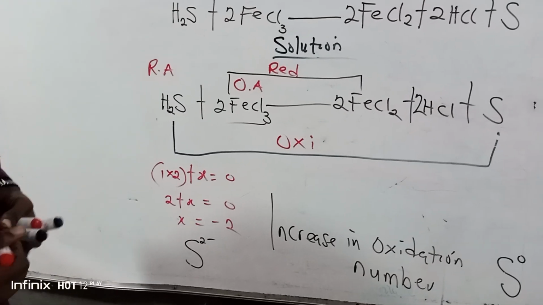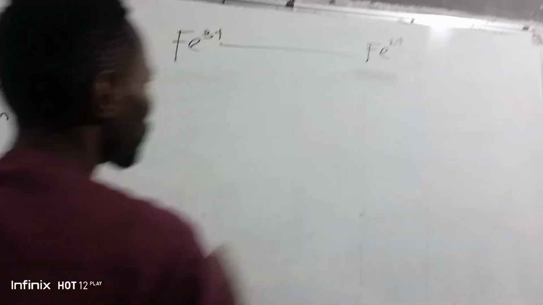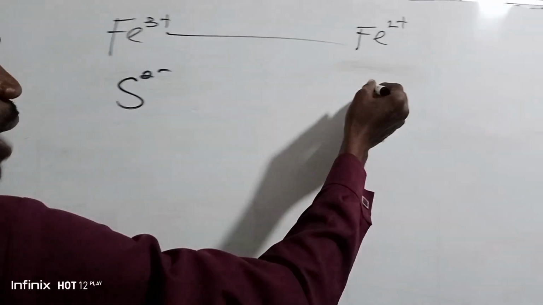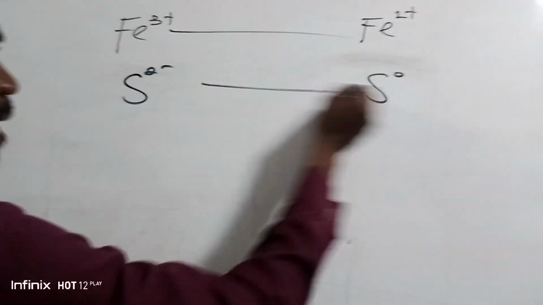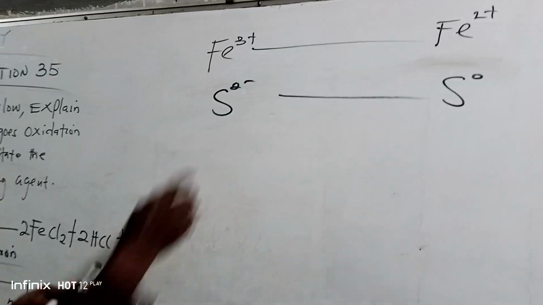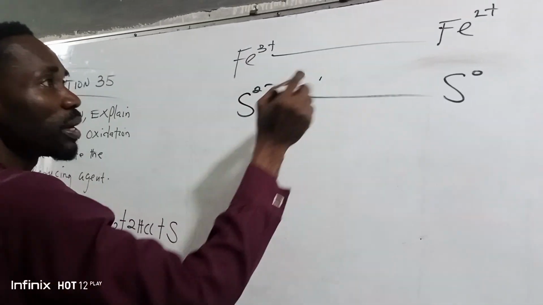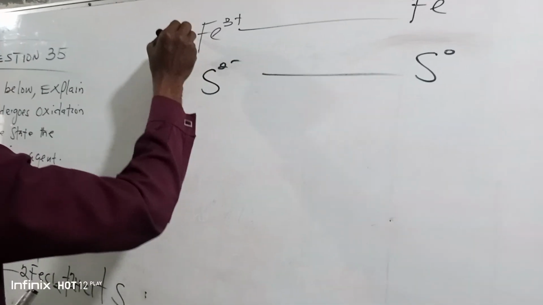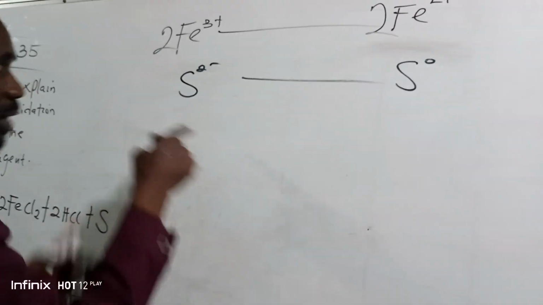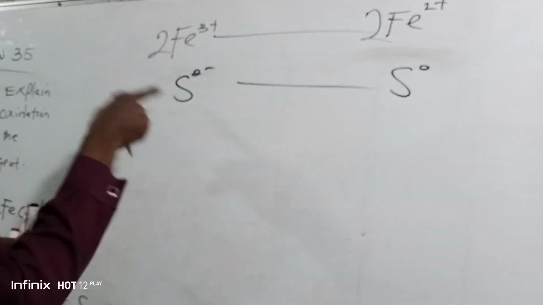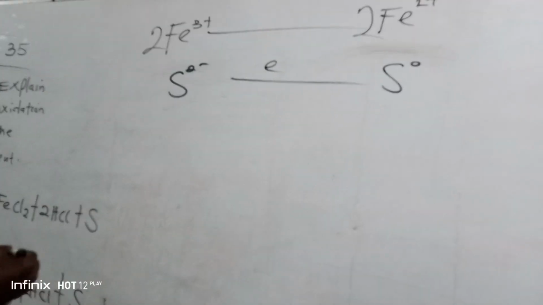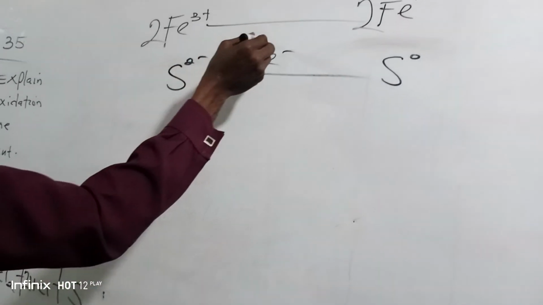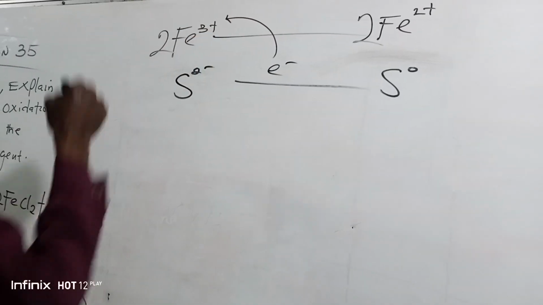Now, you find out what happened here during the reaction. Here we have sulfur as S2 minus, and here we have S0. During this reaction, the sulfur will donate 2 electrons. Remember, here we have two, here we have two. So let's assume that when sulfur donates an electron, it donates e minus. The electron that is donated by sulfur is taken by the iron 3.